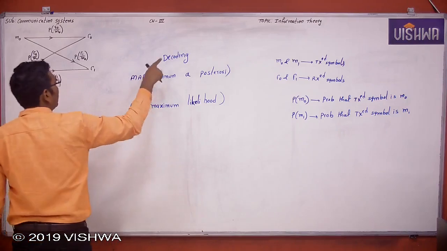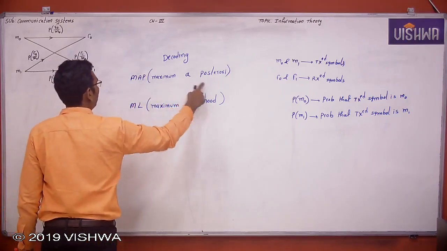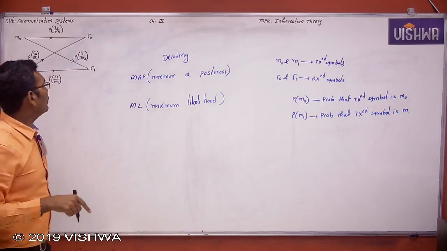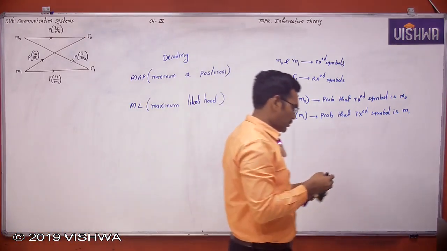Now this is the discrete source generating symbols, and these are the received symbols. For decoding there are two techniques: one is MAP decoding, maximum a posteriori decoding, and the other is maximum likelihood decoding. First we note this down, then we will see the procedure of MAP and ML.